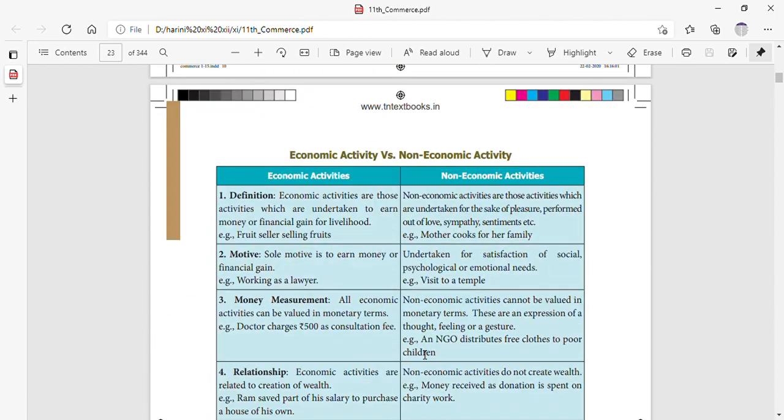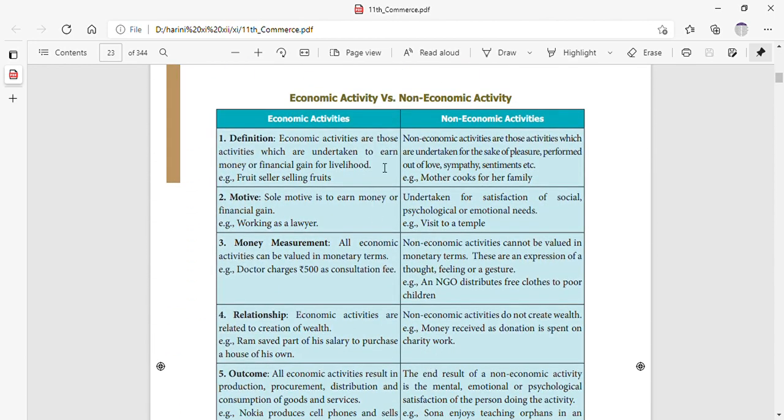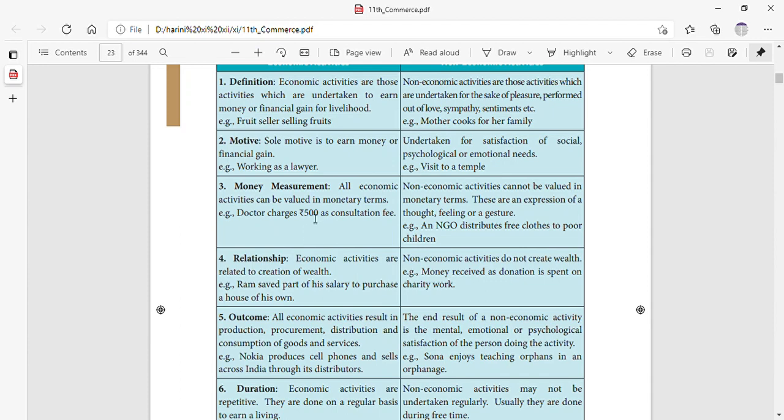So moving on, see economic activities and non-economic activities. This is the differentiation. So economic activities are those activities in which you gain money. So here the sole motive is money and financial gain. So money is measured, so 500 rupees. If you go for a doctor consultation, it is 200 rupees, 500 rupees.